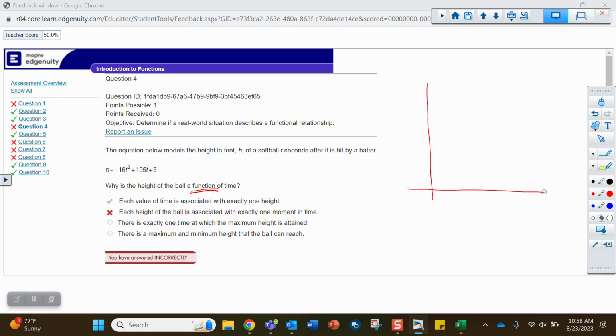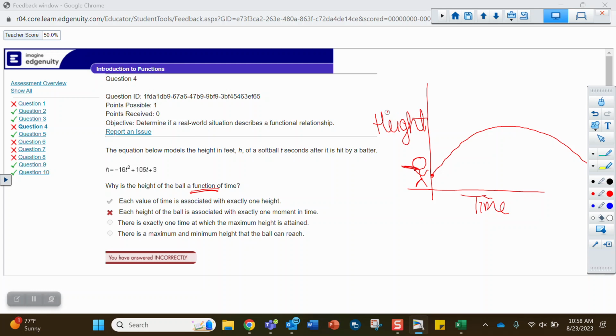That's what's happening here. The ball gets hit, right? The pitch comes in. I'm just going to draw a batter here. There's a bat. So the ball comes in right about here, and they swing, and this is what the ball does. Something like that. This is time, and this is height. So the question is, why is it a function?